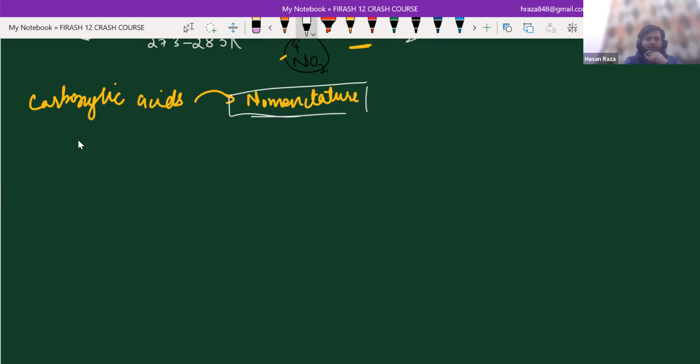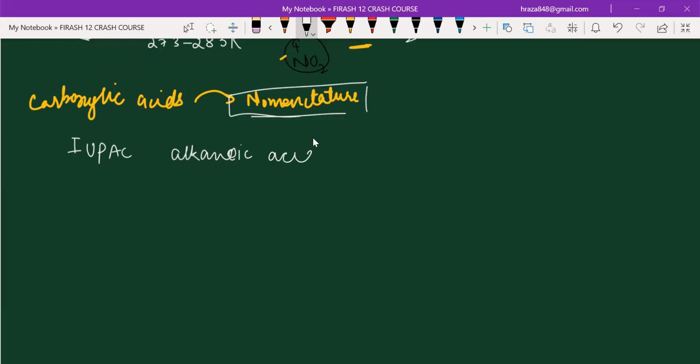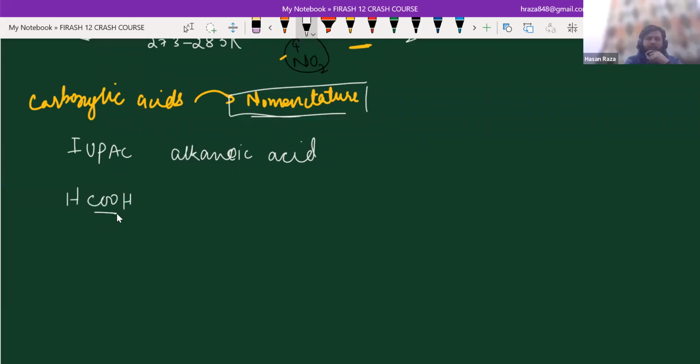So nomenclature, you know, IUPAC is like alkane plus oic acid, alkanoic acid. If you have HCOOH, if you recognize the functional group, that is carboxylic acid, and only one carbon is there, so its name will be methanoic acid. And if you have two carbons, its name is ethanoic acid, right?